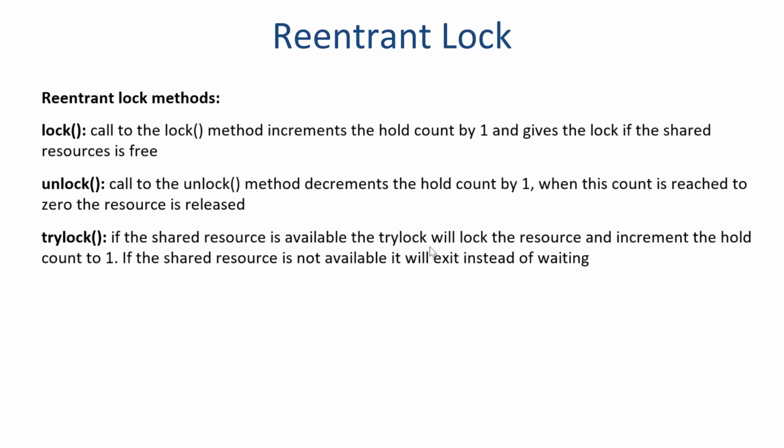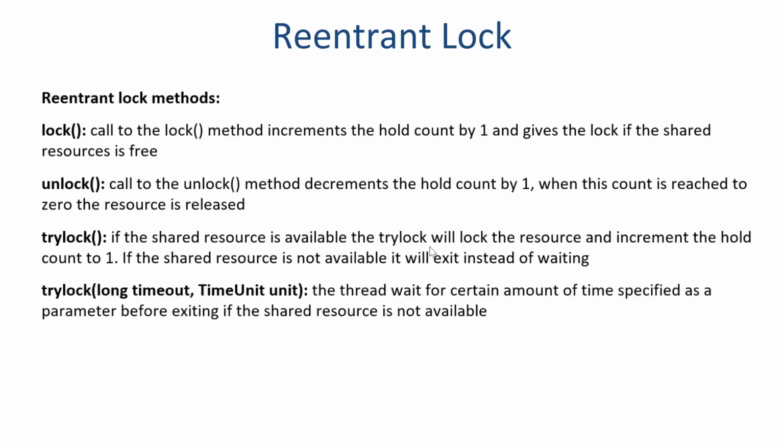tryLock. If the shared resource is available, tryLock will lock the resource and increment the hold count to 1. If the shared resource is not available, it will exit instead of waiting. So the main difference between tryLock and lock is that tryLock will exit if the resource is not available, but lock will keep waiting for the lock to be obtained.